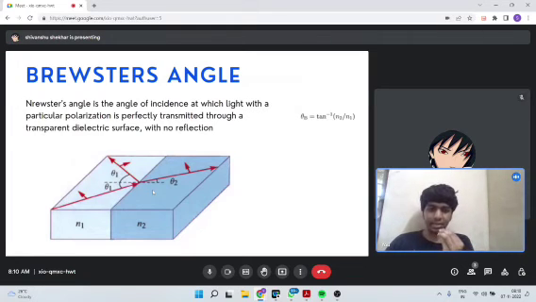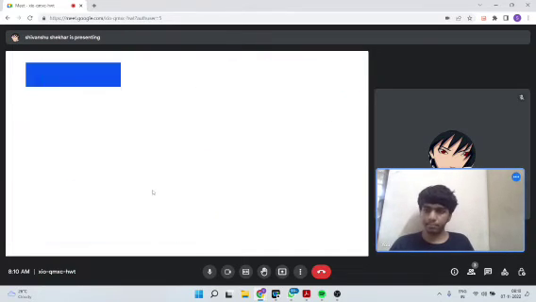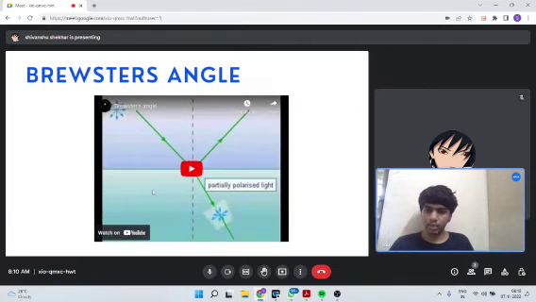And this angle is achieved as the tan inverse of the ratio of the two mediums: the medium it is going to divided by the medium it is coming from. The tan inverse of that is the Brewster's angle for any general scenario. So this is to get a perfectly polarized light. We'll see an example for the same.